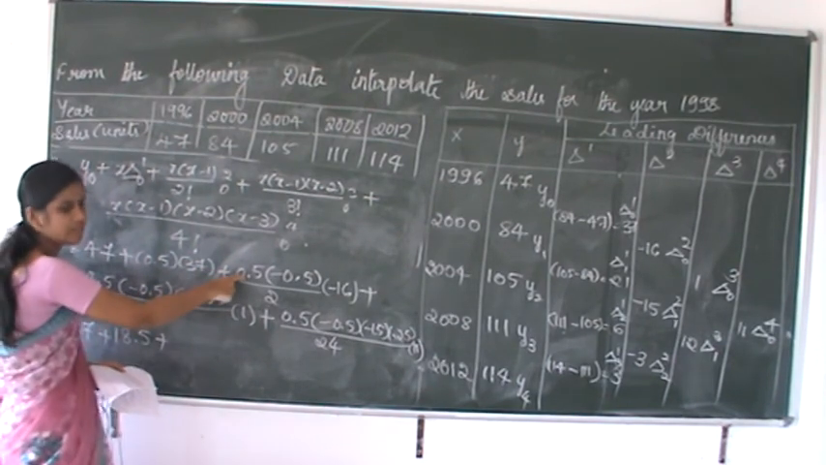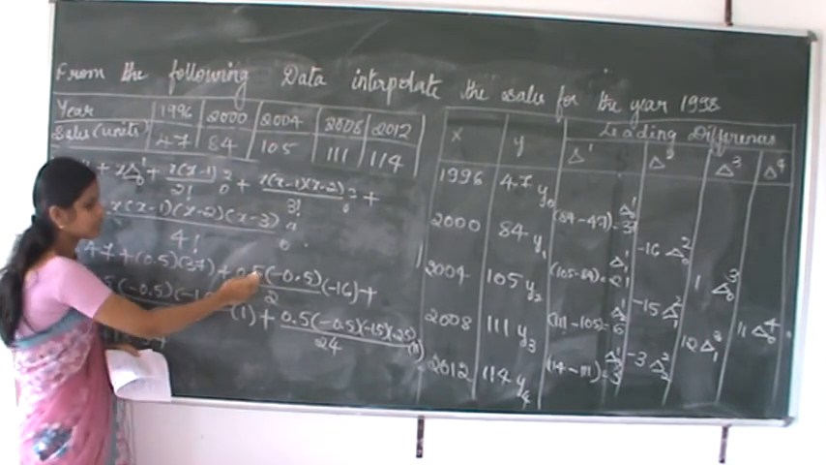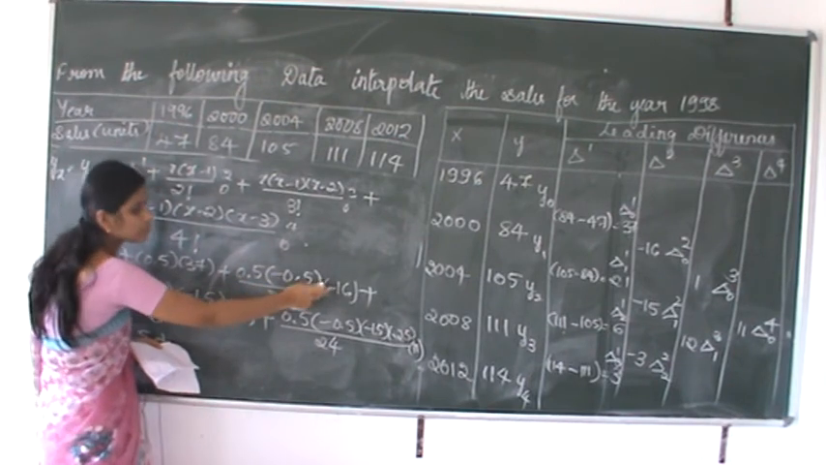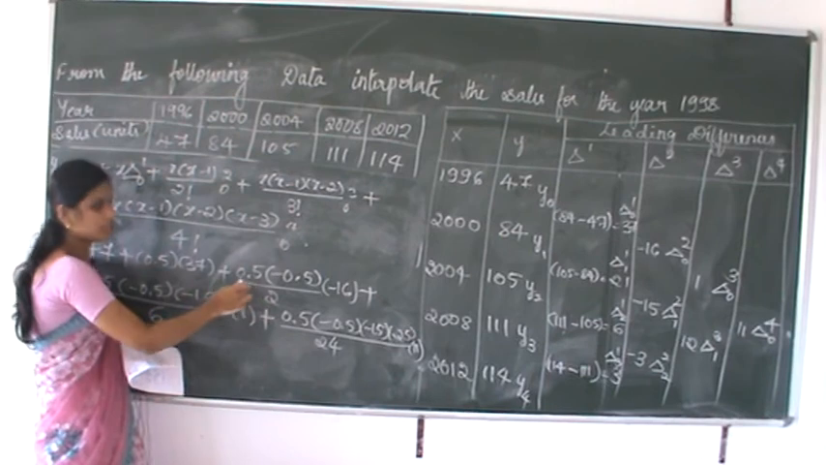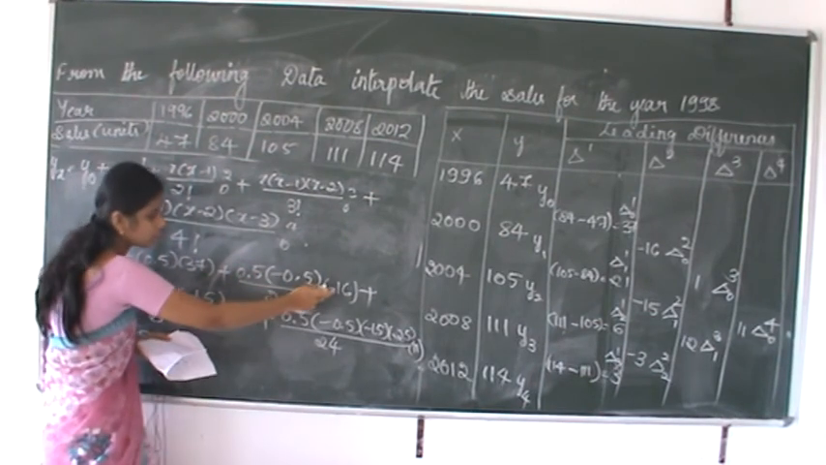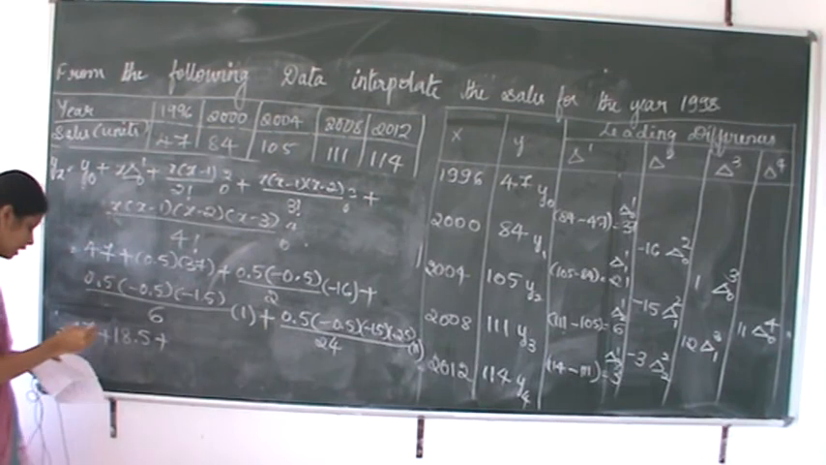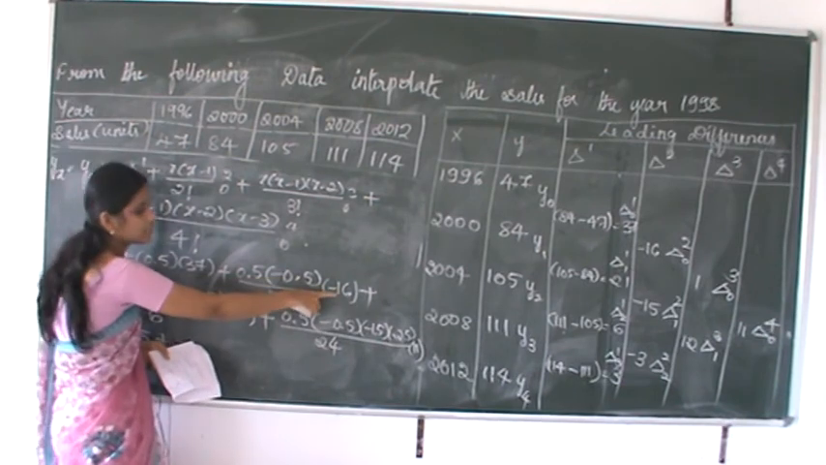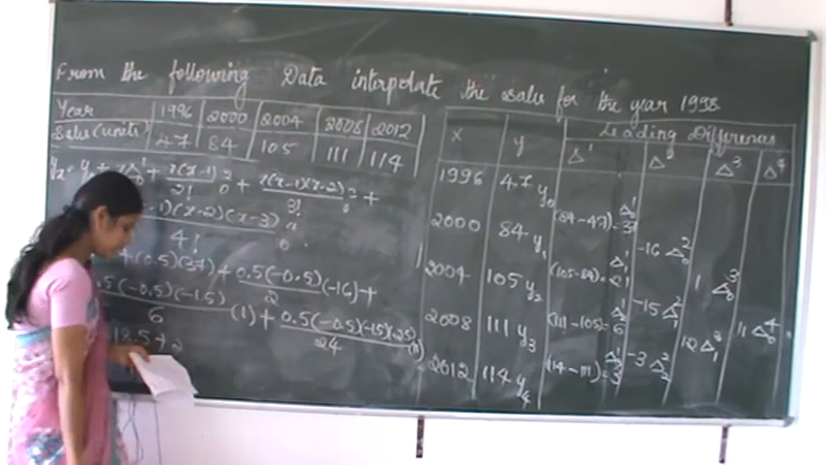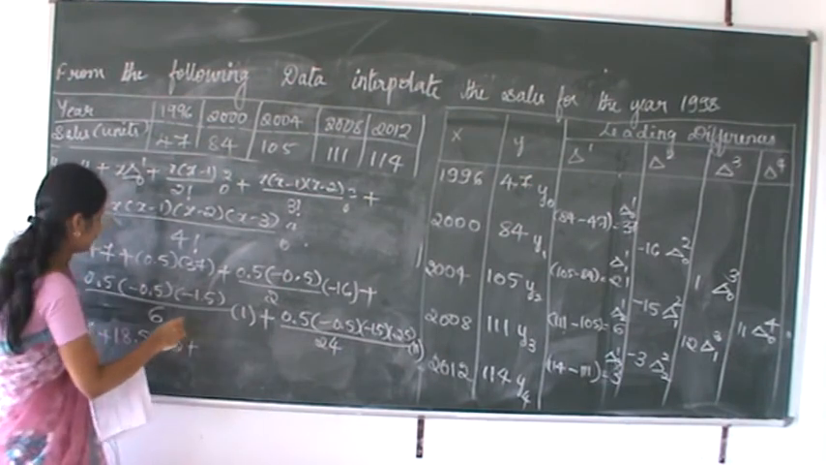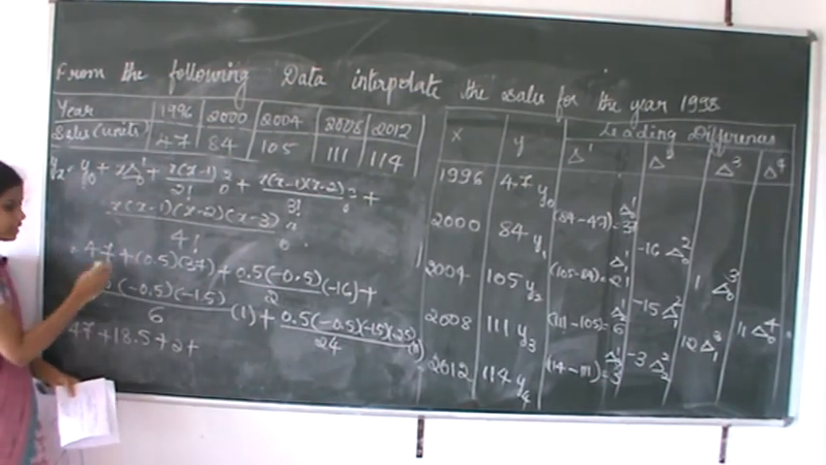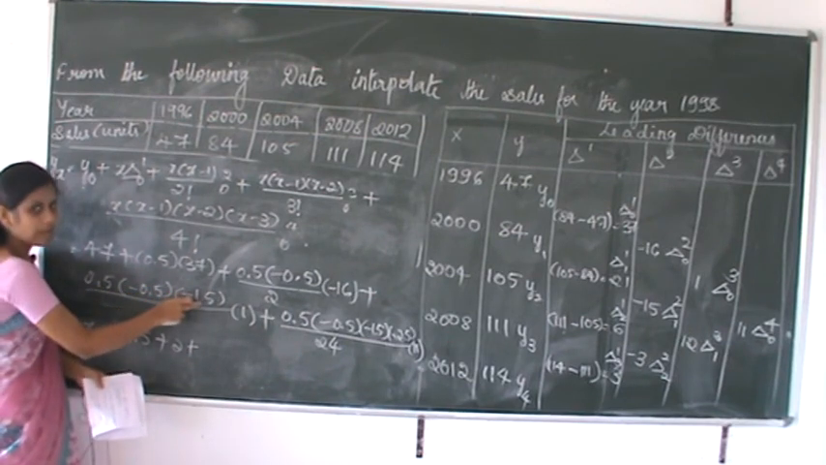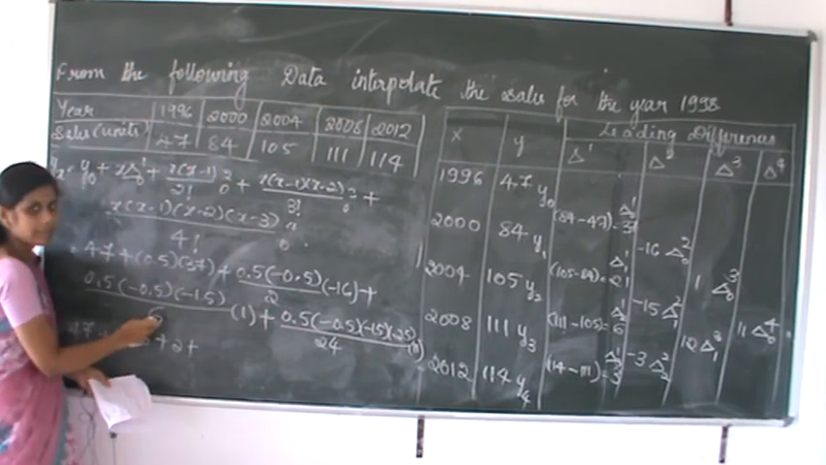Plus 0.5 into, first we will multiply the signs, minus into minus plus. So 0.5 into 0.5 into 16 divided by 2. The value comes to 2. 0.5 into 0.5 into 16, it is 4. 4 divided by 2 is 2. Plus, next, first we will multiply the signs, minus into minus plus. So 0.5 into 0.5 into 1.5 into 1 divided by 6.